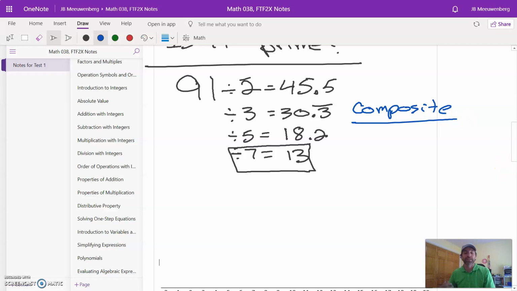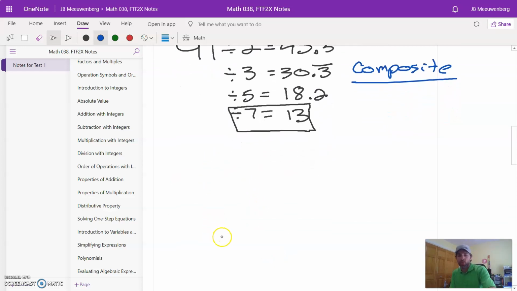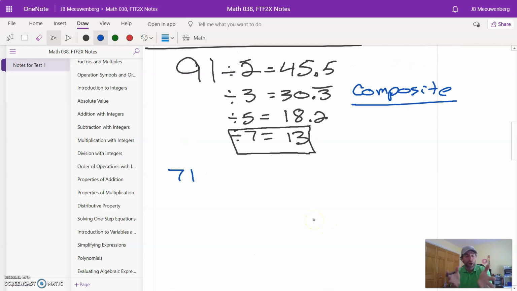So that's how you check to see if a number is prime or not. You just divide it by other prime numbers. So we're going to do one more. We're going to try 71. And I'm going to tell you right now, after you've tried it and come back, that 71 is a prime number. I'm telling you that because if you think about this process, eventually you have to know when to stop.